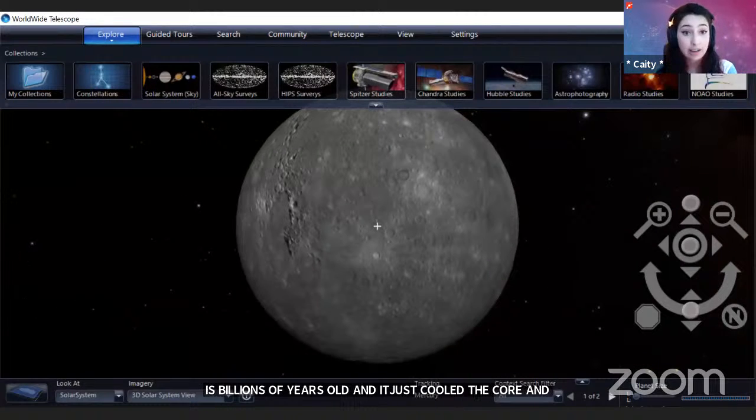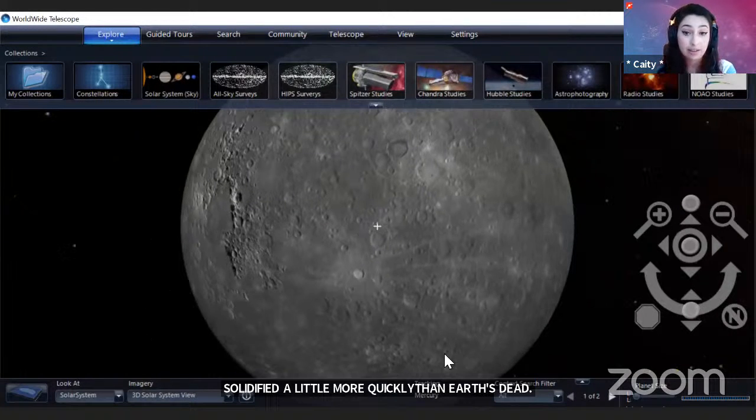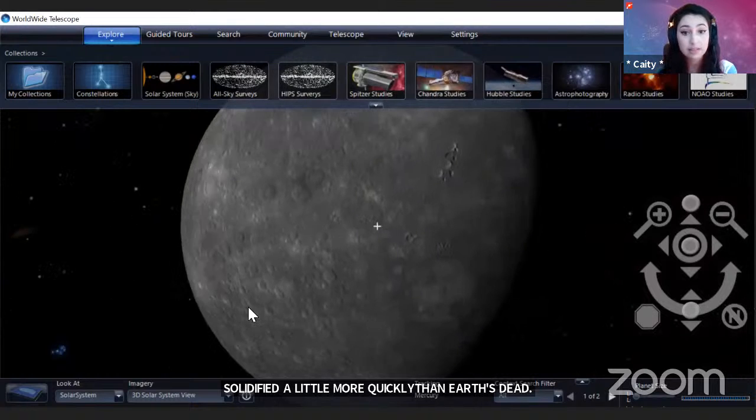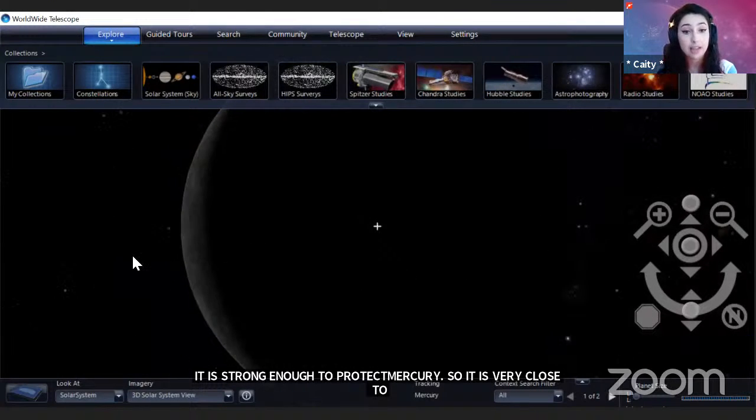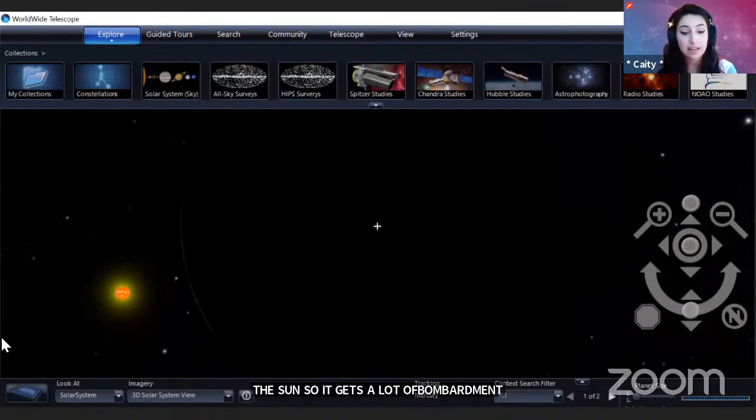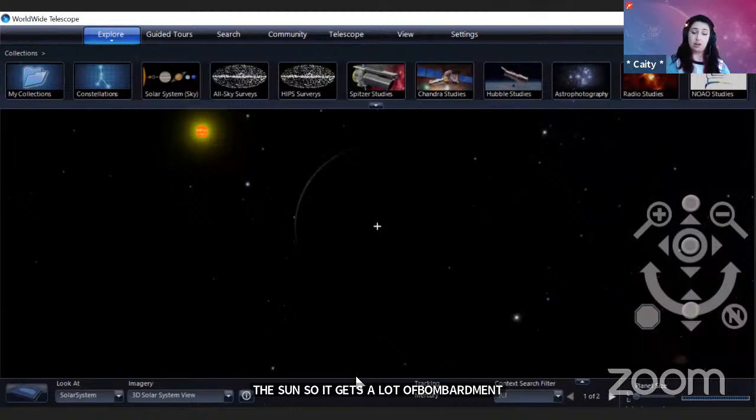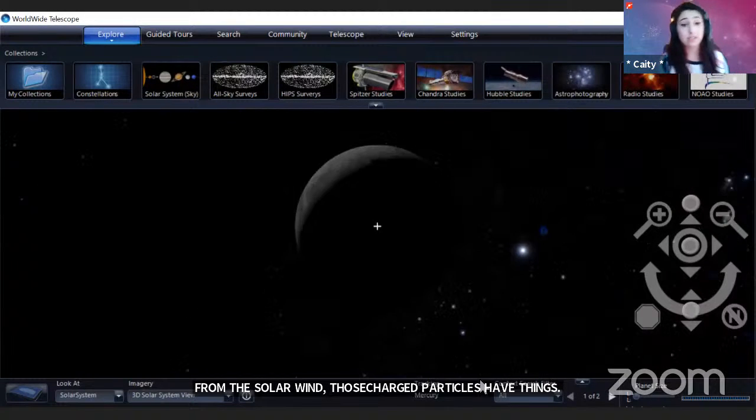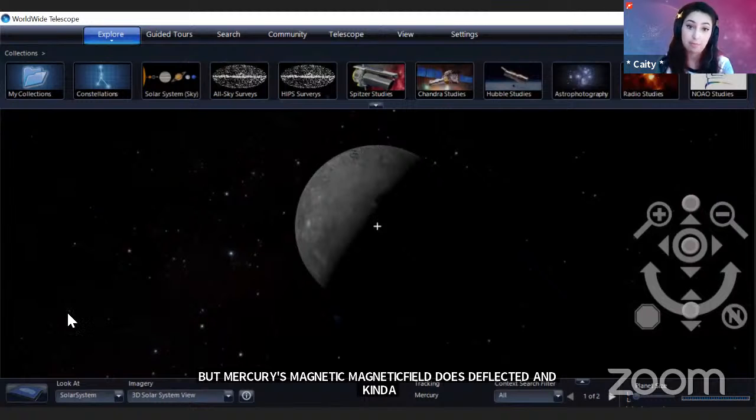It is strong enough to protect Mercury. It's very close to the sun, so it gets a lot of bombardment from the solar wind, those charged particles. But Mercury's magnetic field does deflect them just a little bit and kind of protects it. But Mercury also doesn't have an atmosphere. And that's another thing that magnetic fields are really good at, is that they help protect the atmospheres of planets.